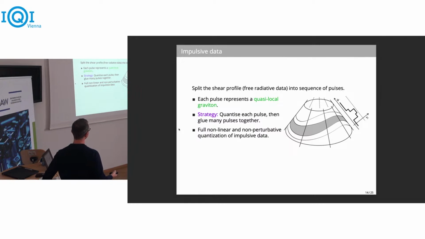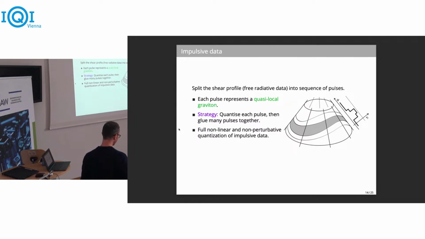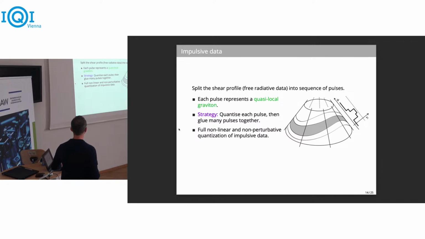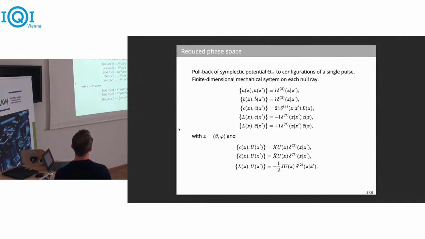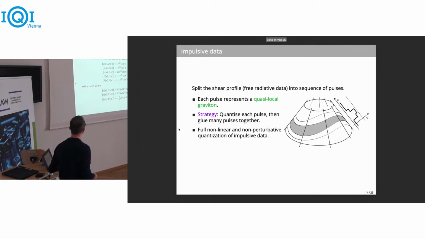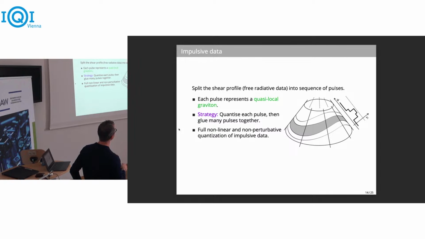And in this way, I claim one can construct a full nonlinear and non-perturbative quantization of gravity on the null cone. So far, I'm only looking at the single parts. But now, of course, everything simplifies, because now the pulse is no longer characterized by infinitely many degrees of freedom, but only by finitely many degrees of freedom, namely just by numbers, not fields, the height of this pulse.